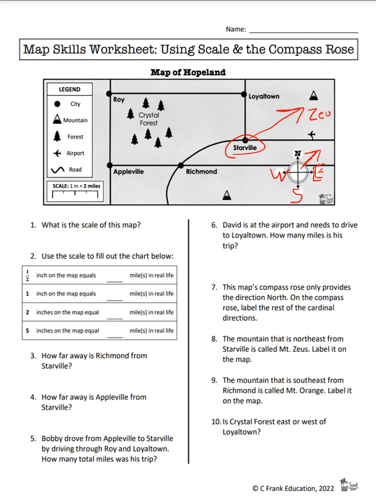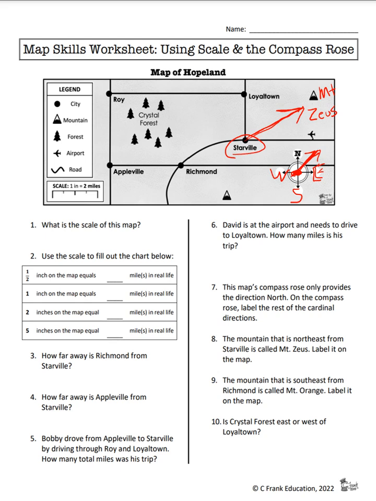Mount Zeus, that's northeast. So here's my starting point. There's my Starville. If I go that direction, that's northeast. I go that direction, I find that mountain range. All right. And feel free to stop or pause at any time if I'm going fast or you want to rewind it and hear it again. You're welcome to do that.